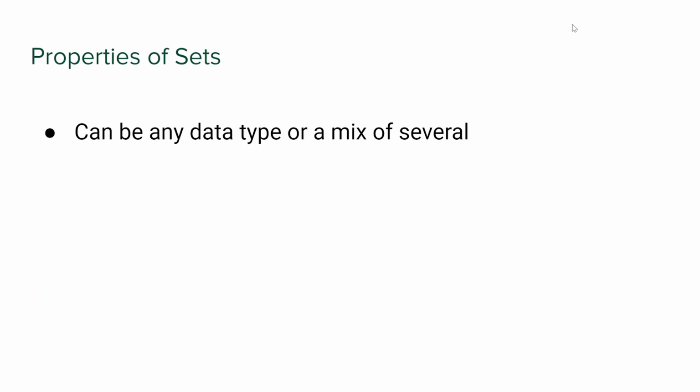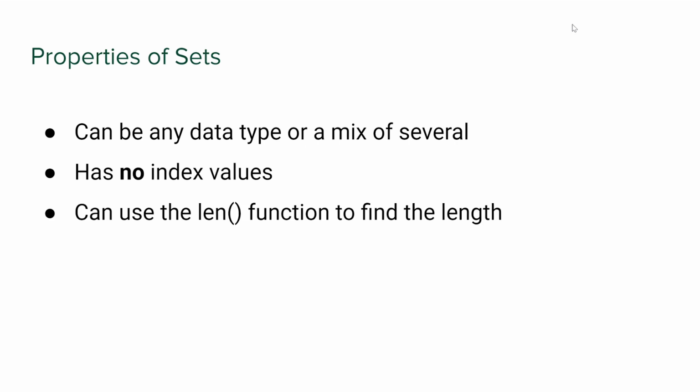So let's go to the properties of sets. It can be any data type or a mix of several. That's a key similarity with lists, unlike arrays. Arrays all have to be the same data type for their elements. Lists can be any data type or a mix of several data types. Same for sets. It has no index values, like I mentioned earlier, because it's an unordered list. You can use the len function to find the length. Yes, this is important. You can use the len function to find the length of an array or a list, and you can do the same for sets. So that's a very big benefit.